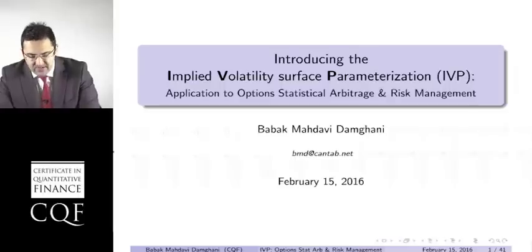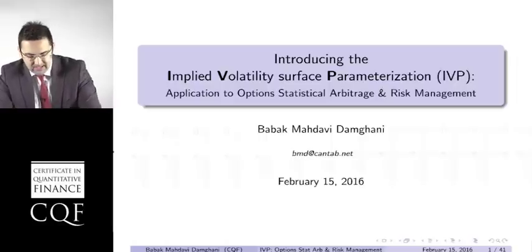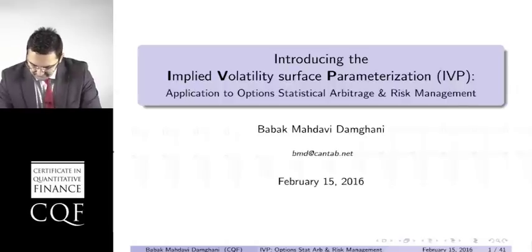Okay, so the object of today's presentation is the IVP model. IVP stands for Implied Volatility Surface Parameterization. And we will be applying that specific new mathematical model to statistical arbitrage and risk management, which are two areas of quant finance which are quite in demand at the moment. So let's begin.